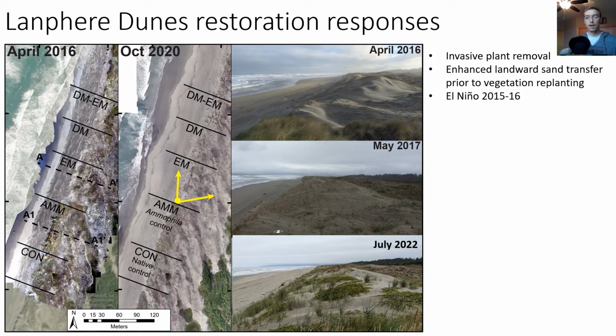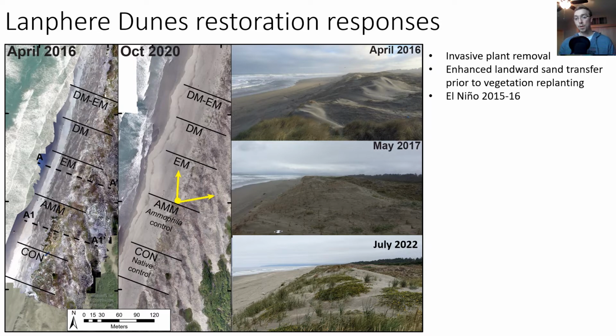So here we can see an example of the first, or one of the first aerial flights that we did here in April of 2016, and then again in October of 2020, as this system has been changing. And on the right, we see on-ground images from April of 2016, May of 2017, and July of 2022. So in April of 2016, the invasive plant removal was pretty much done. We saw a lot of sediment moving landward, and then we got hit with what we call an El Nino.